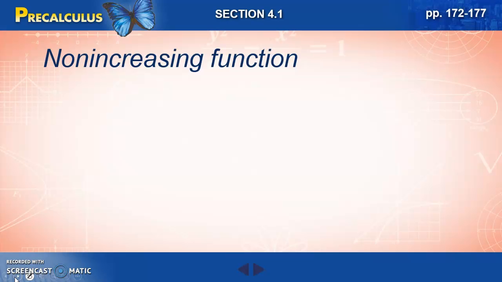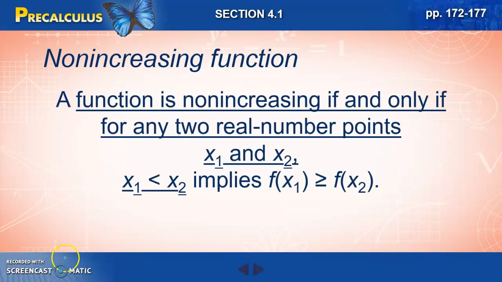A non-increasing function, you got it. A function is non-increasing if and only if for any two real number points, x sub 1 and x sub 2, x sub 1 is less than x sub 2 implies that f of x sub 1 is greater than or equal to f of x sub 2. So this might be a function that looks like this. It's decreasing, but if I pick 2 points, these 2 points aren't going to be decreasing. These 2 points are constant, and then it decreases again. So this is a good example of a non-increasing function. We can't say it's decreasing by definition, but we can say that it's non-increasing.